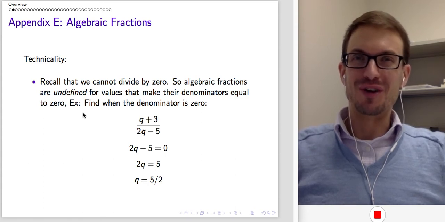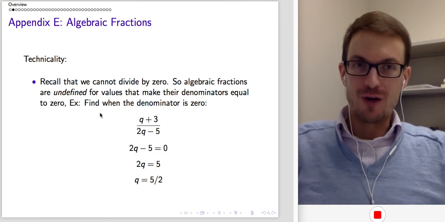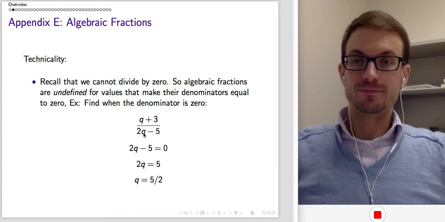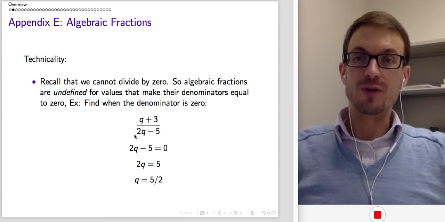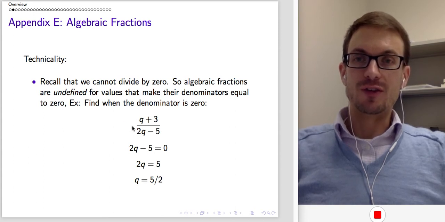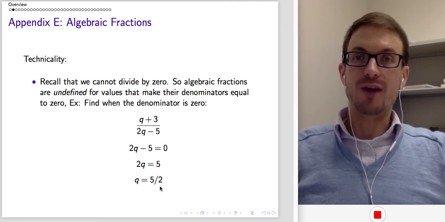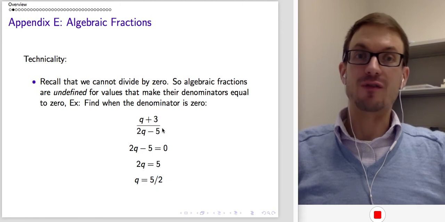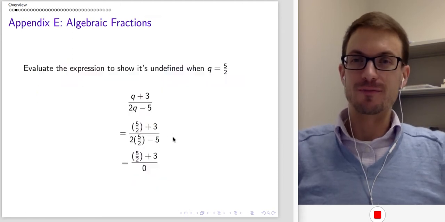When we solve our problem and get our final expression, let's figure out what values of the variable aren't going to be possible. So in this case, if we have q plus 3 divided by 2q minus 5, let's find when the denominator is 0, because that'll make this whole thing undefined. In order to do that, I'll take this denominator, set it equal to 0 and solve for the variable. That's just simple algebra. We find when q is equal to 5 halves, or 2.5, then the denominator is 0, and this whole expression is undefined. It's only defined for values other than q equal to 2.5.